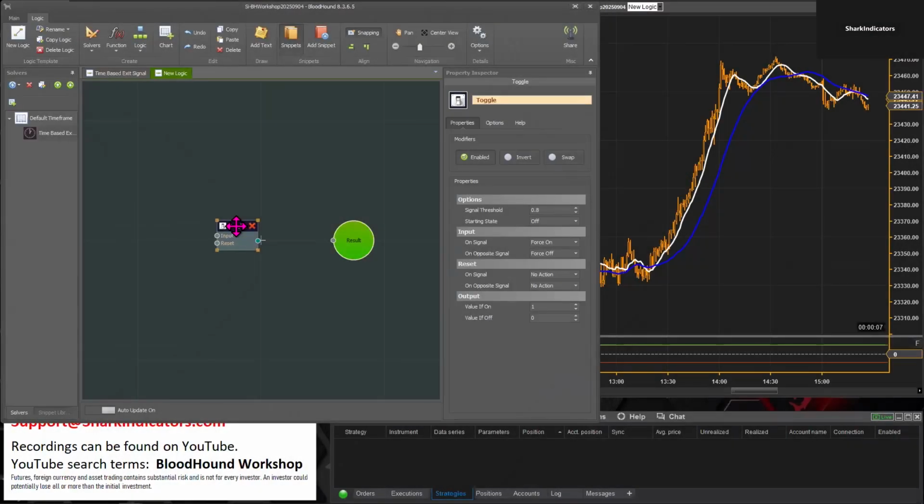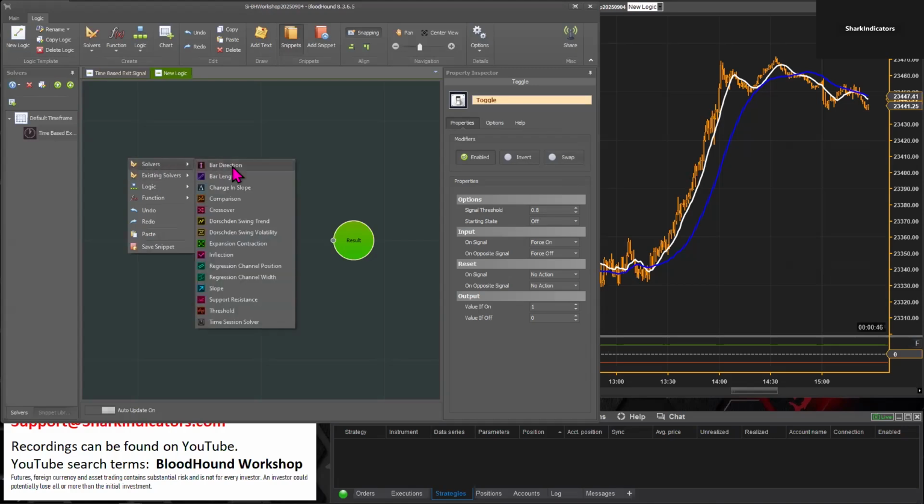So the toggle node is essentially a way to extend a condition forward in time. There are multiple ways to do that. And what's a condition? That's what solver nodes are for; that's what all these nodes are. A crossover is a condition. The slope of an indicator is a condition. The threshold level, is the CCI above 100, or above 200, or below negative 200?